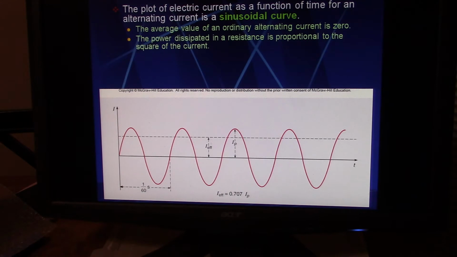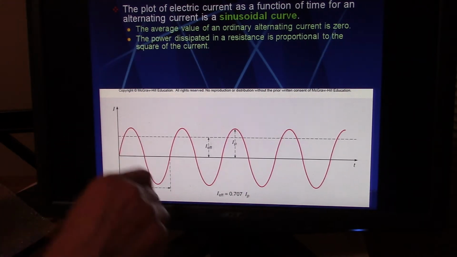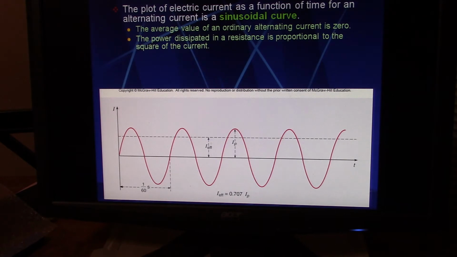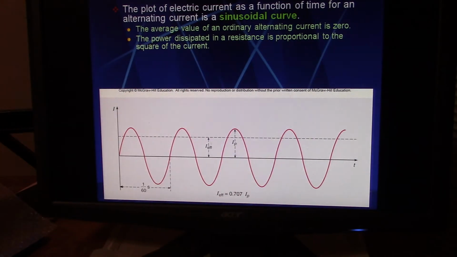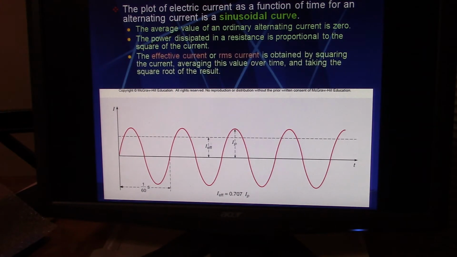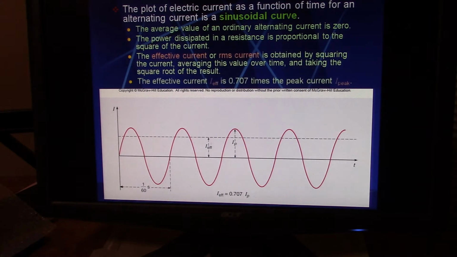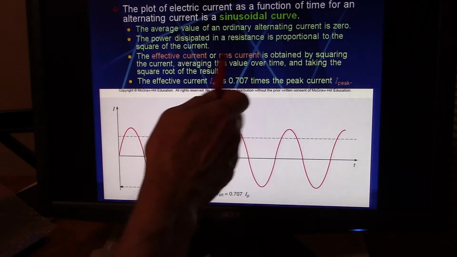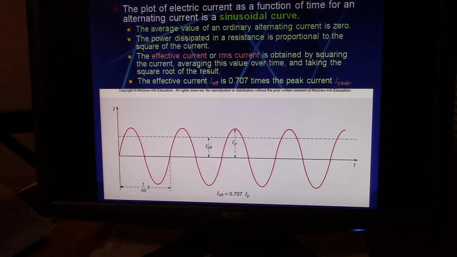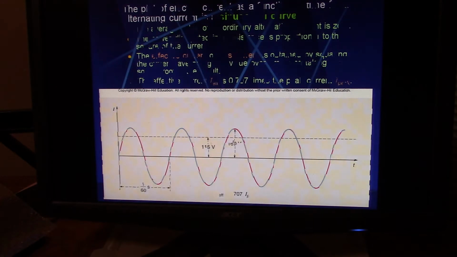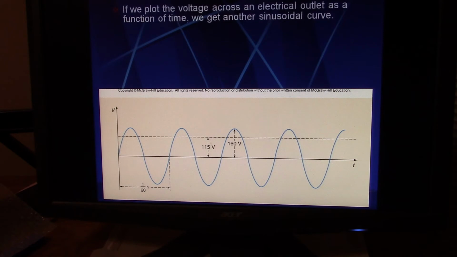Right, a sine curve, a sinusoidal curve. Anytime there's a curve like this, they call it a sinusoidal curve. So the power is still dissipated. If you have a light bulb in a circuit, the power still gets dissipated. And here they're talking about an effective RMS, which is 0.707. We're not going to get into that. That gets a little bit too complex. This is the tail end of the chapter, but it's a good thing to be exposed to.